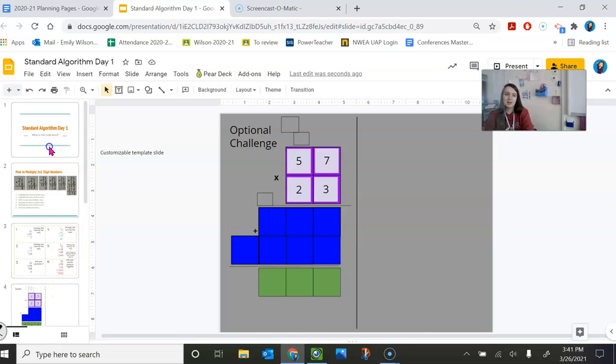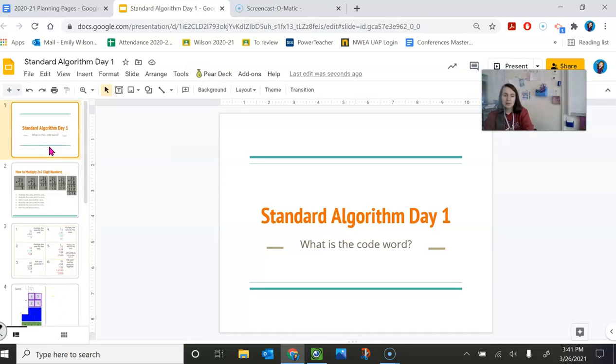Slide 8. Alright, today's code word is product. P-R-O-D-U-C-T, because the product is what we're looking for. It's the answer.